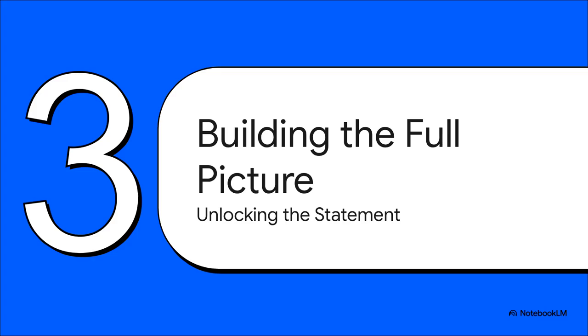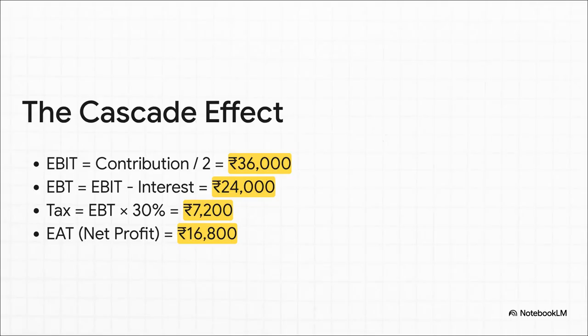With our master key of 72,000 rupees in hand, putting together the income statement is going to be a breeze. Let's watch how all the pieces come together now. Just watch how fast this goes. We know operating leverage was 2, right? So EBIT is just contribution divided by 2, which is 36,000.